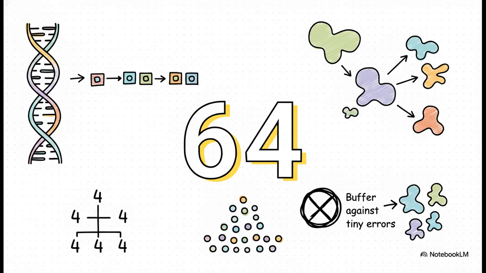And honestly, this beautifully illustrates just how mathematically elegant the genetic code is. It's got built-in redundancy, meaning several different codons can actually ask for the exact same amino acid. It's like a built-in safety buffer against tiny errors.